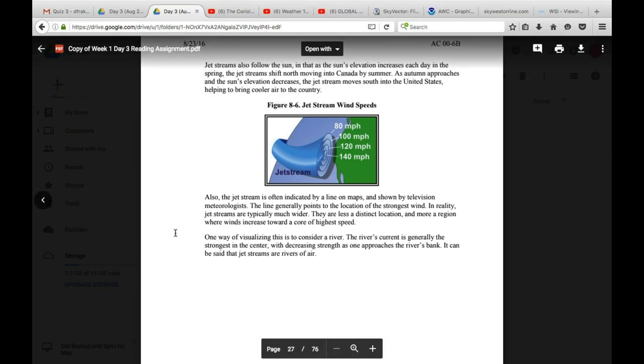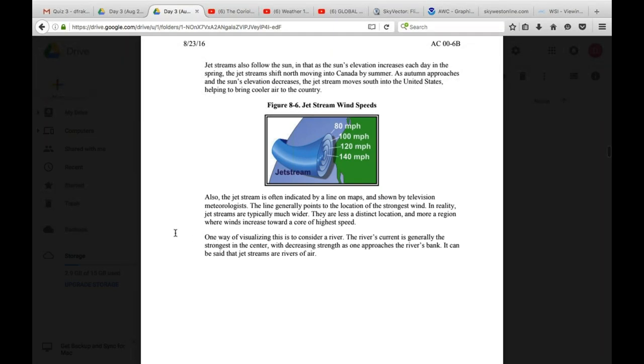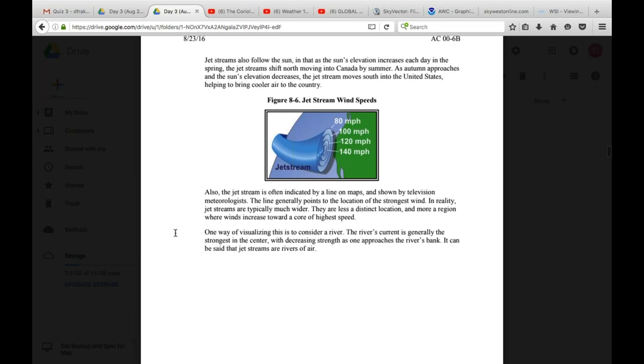So one way of visualizing this is to consider a river. The river's current is generally the strongest in the center, with decreasing strength as one approaches the river's bank. It can be said that jet streams are rivers of air.